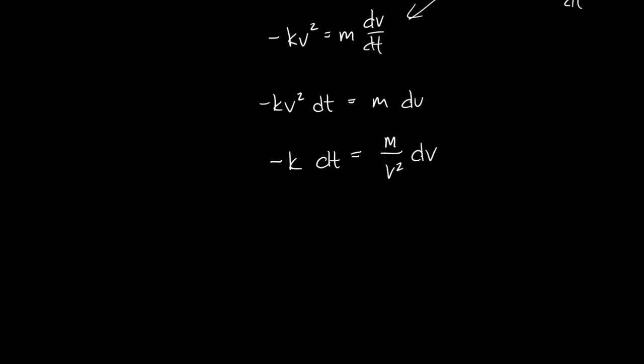So I've gotten everything with a v in it on the same side as dv, and everything with a t in it on the same side as dt, but there is no t. Now, this is the part that I'm kind of expecting you math people to be able to do. You integrate both sides.